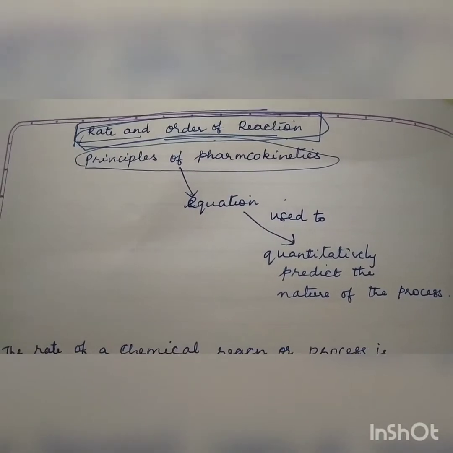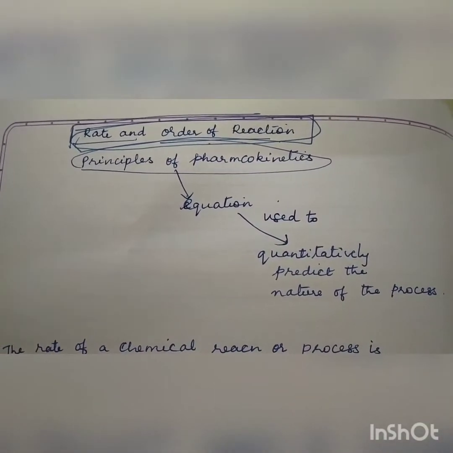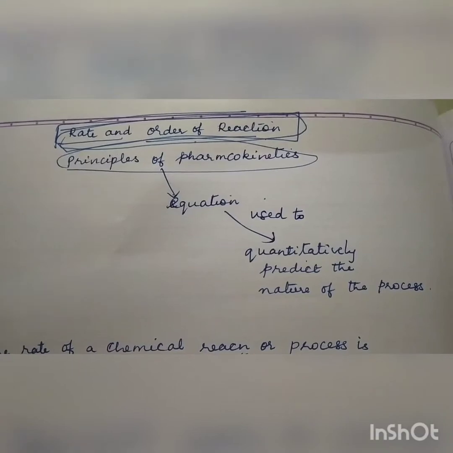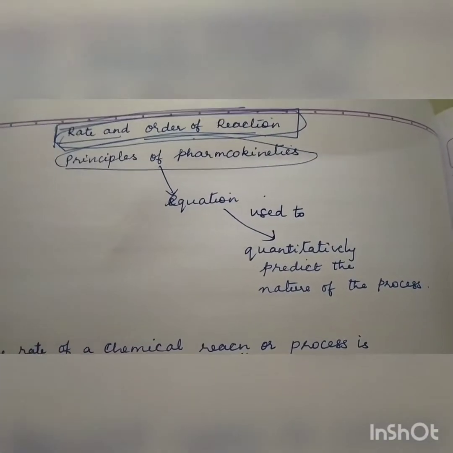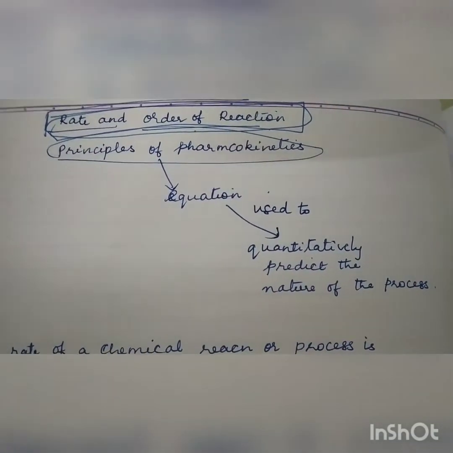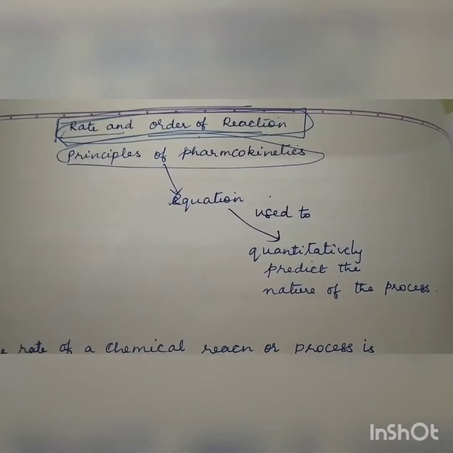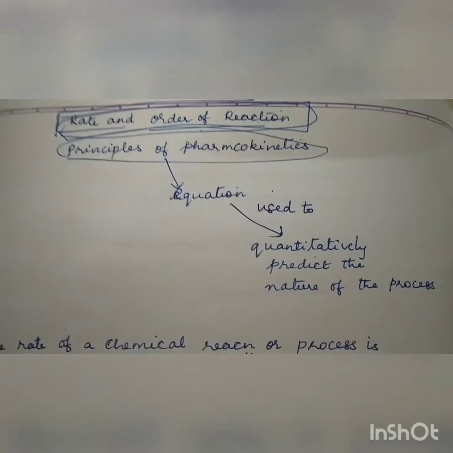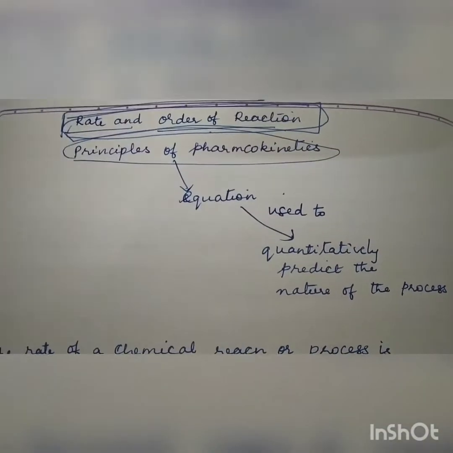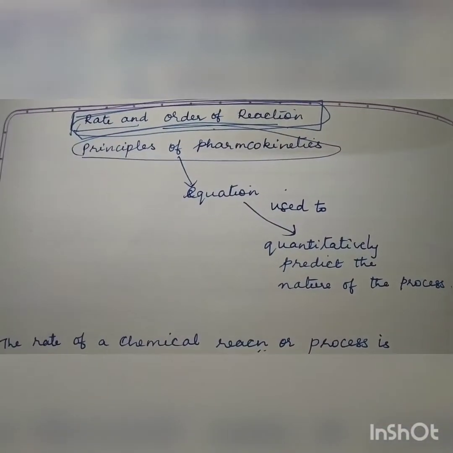Pharmacokinetics is nothing but what the body does to the drug. Once a drug gets administered, what does the body do to the drug? What usually happens is the drug gets absorbed, metabolized, distributed, and then eliminated, right? So this is the process. After analyzing this, you can arrive at an equation, right?